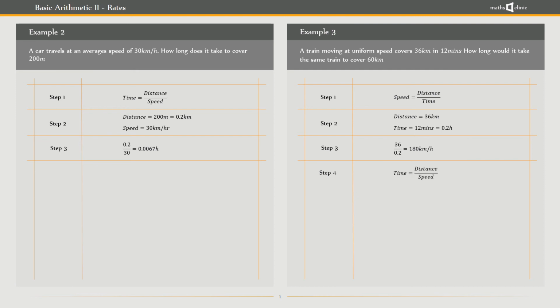So we have time equals distance over speed, and in this case we have that distance is 60 kilometers and the speed of the train, as we found from step 3, is 180 kilometers per hour. So now we can go ahead and say time is 60 divided by 180, which would give us 0.33 hours.